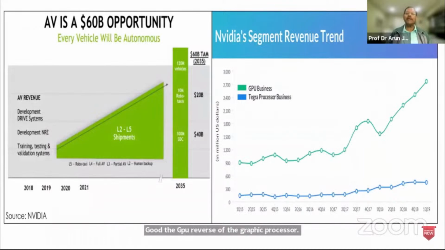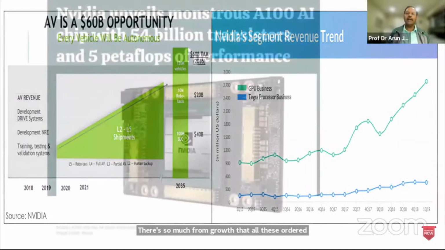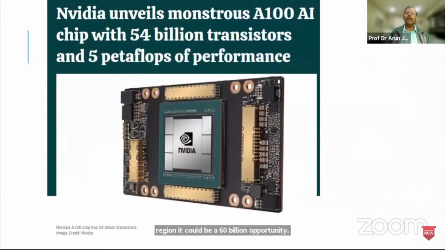In fact, at present, there is so much growth that all this audiovisual could be a 60 billion dollar opportunity. And recently, NVIDIA unveiled a monster called the A100 AI chip.